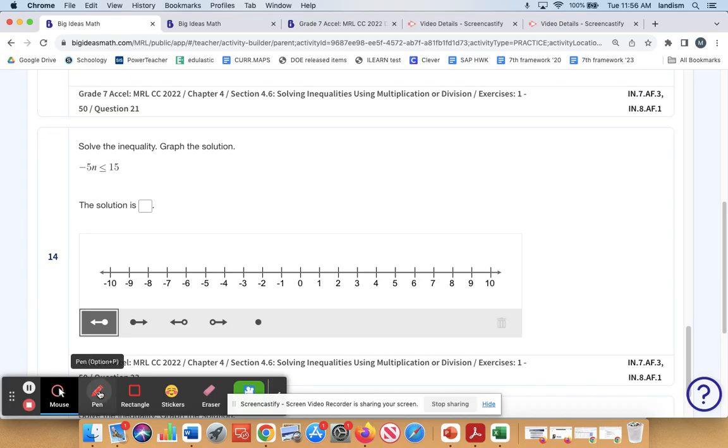Number 14, first one where you have to divide by a negative. When you divide by a negative, you flip the sign. So change that sign right there from a less than or equal to a greater than or equal to.